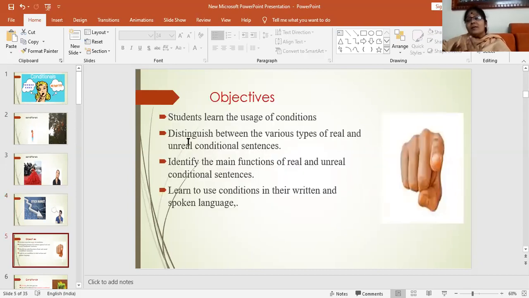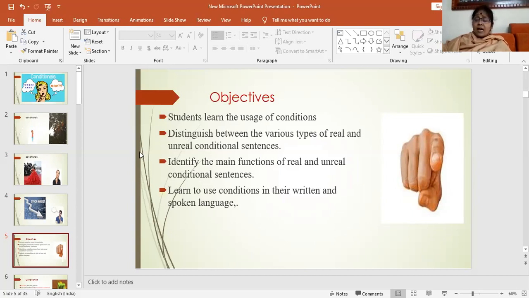Now, the next question is, why should we learn these if condition sentences? The objective is that the students will learn the usage of conditions, right? They will distinguish between the various types of real and unreal conditional sentences. The students will be able to identify the main functions of real and unreal conditional sentences, and they will learn to use conditions in their written and spoken language. So our objective is to help you learn the usage of conditions, identify the real and unreal conditions, and also learn how to make use of these conditions in your written and spoken language, because if conditions are a part of our written and spoken language, right?